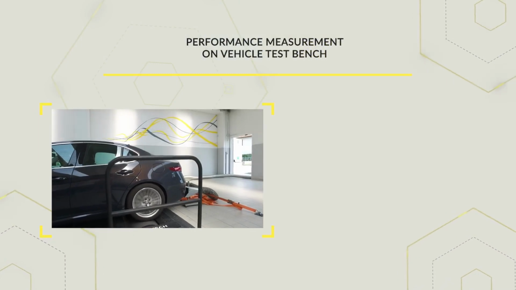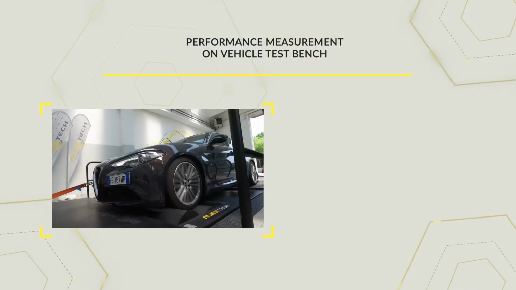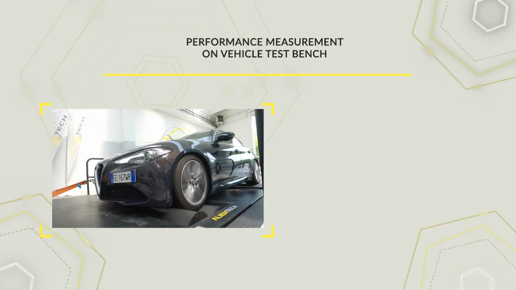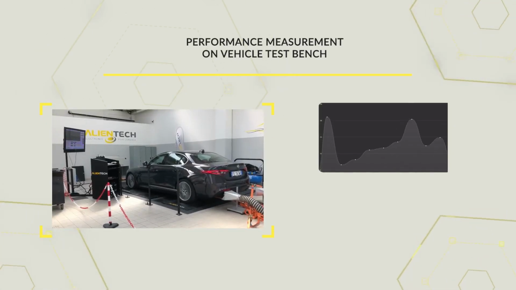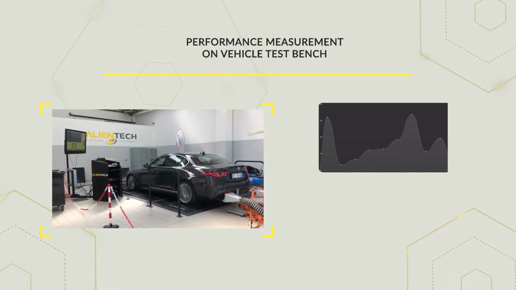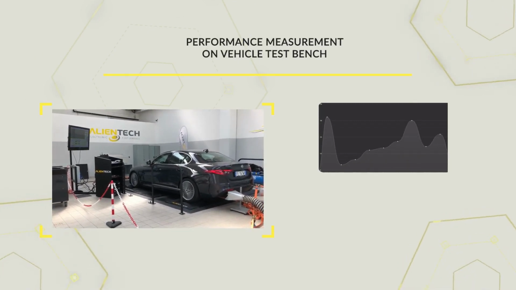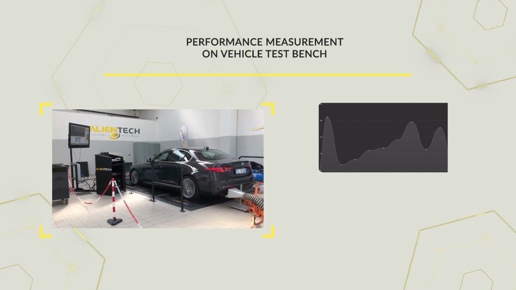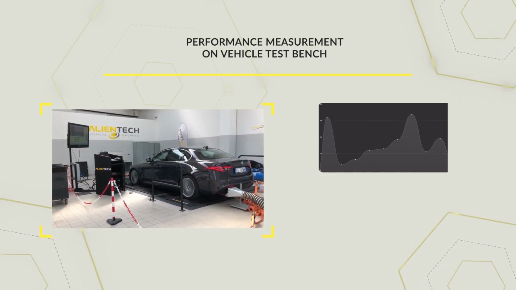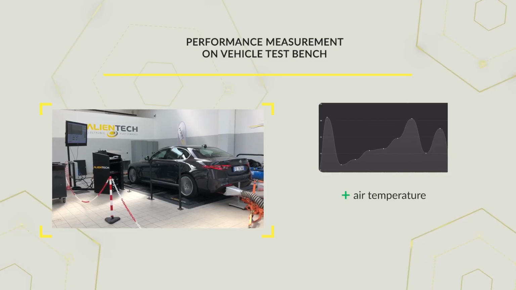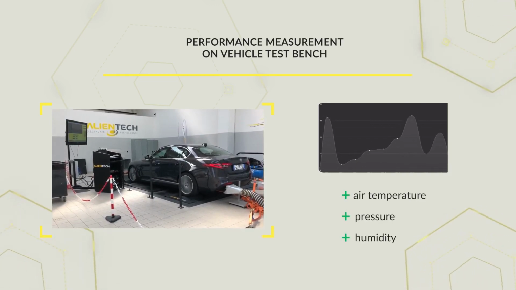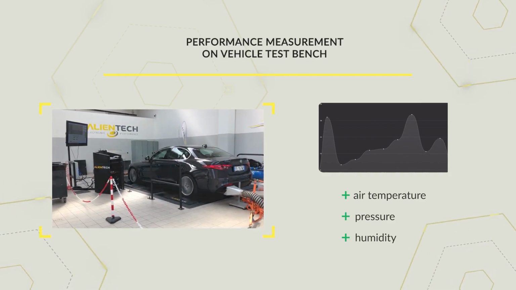The vehicle is positioned directly above the bench, with the drive wheels overlaying the rollers that will take the measurement. Thanks to indirect calculations, the software of these benches can calculate and display the losses due to friction on the torque and power graph itself. In addition, the more accurate benches also have a device capable of measuring air temperature, pressure, and humidity, very important environmental parameters for the concept of test replicability.